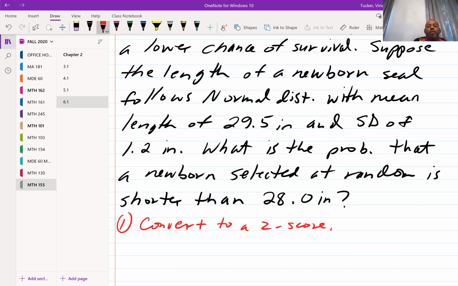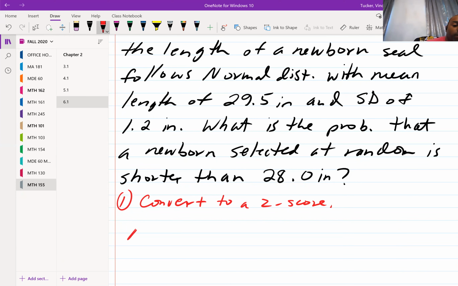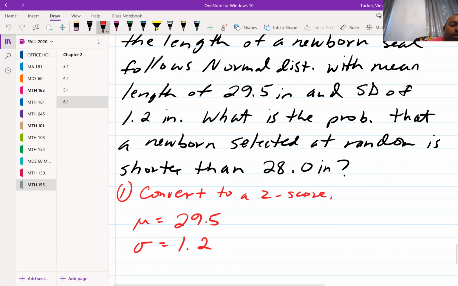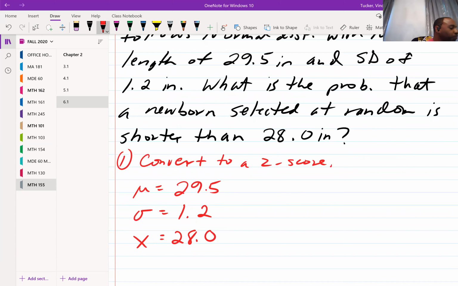All right, so first thing you want to do is convert to a z-score, and it is always going to be whatever data value you have that's in question. We're talking about the probability that a randomly selected newborn seal is shorter than 28.0, so that's our data value, our x. Whenever dealing with word problems, I like to write down our given information first. Our mean is 29.5, sigma, the standard deviation, is 1.2, and our data value in question is 28.0. All that was given from the problem.